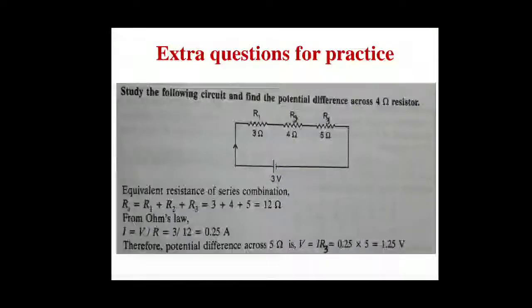As in series combination, the same current is flowing through each resistor. But now we have to calculate the potential difference across the 5 ohm resistor. So we will write the formula: the potential difference across R3 is equal to the current across it multiplied by its resistance. The current across it is the same as that of the circuit, that is 0.25, multiplied by the value of resistance. So we get 1.25 volt.